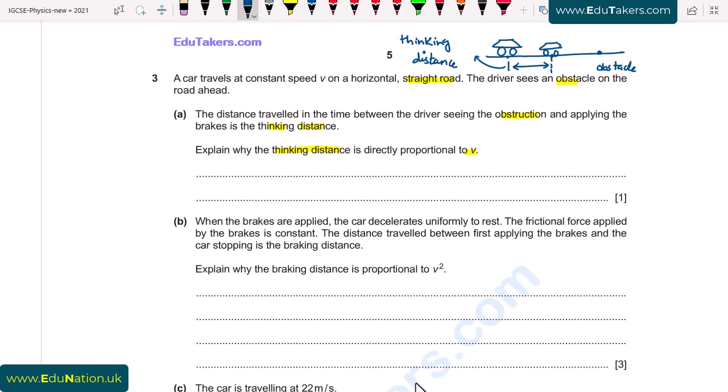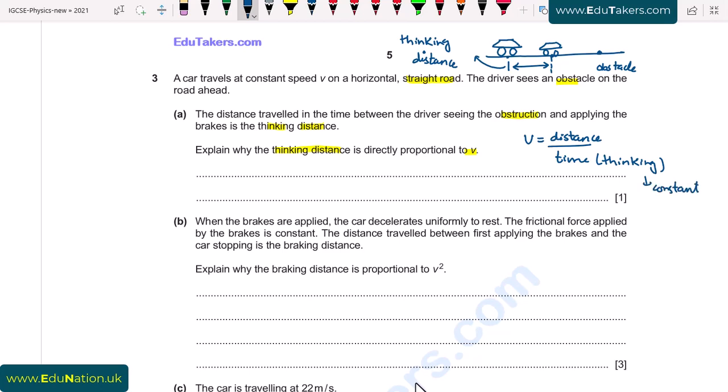We know that the velocity is equal to distance, which is the thinking distance, divided by time. This time is basically the time to think, and it is completely dependent on the driver and independent of anything else, and it is the same. It means that its value is constant. It is independent of how fast or slow the car is moving. So this is the thinking time and its value is the same. It has a constant value.